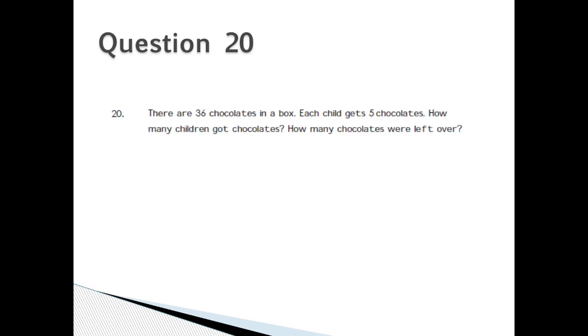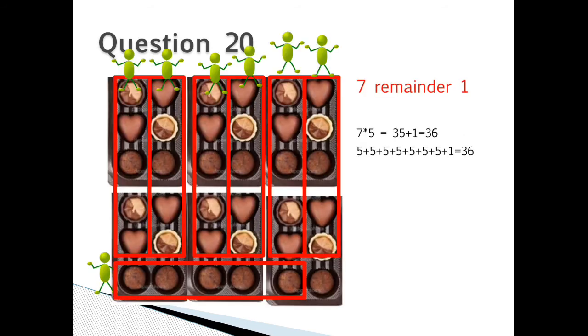There are 36 chocolates in a box. Each child gets 5 chocolates. How many children got chocolates and how many chocolates were left over? There would be 7 children that each got 5 chocolates, and there would be 1 that remains.